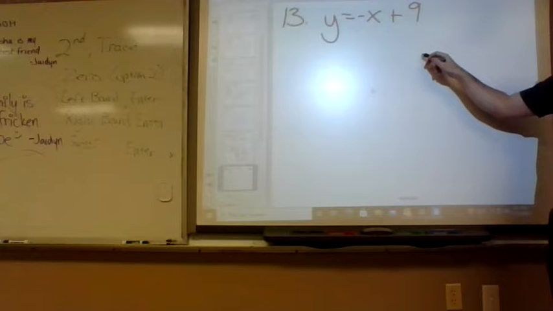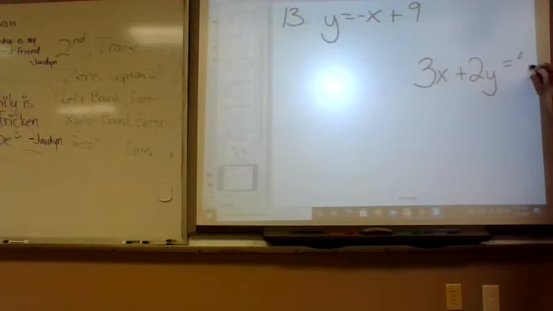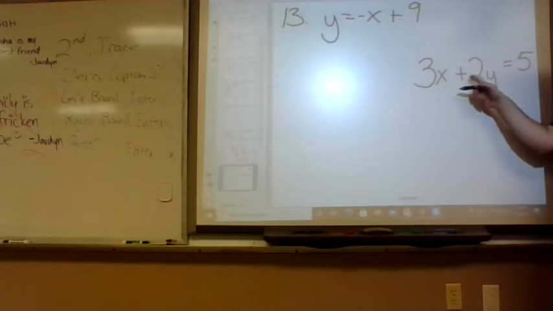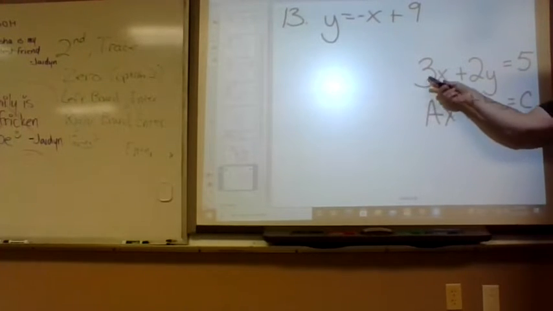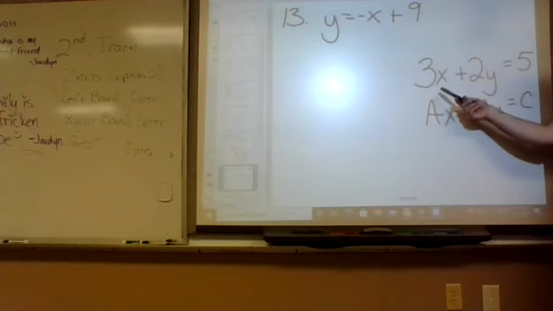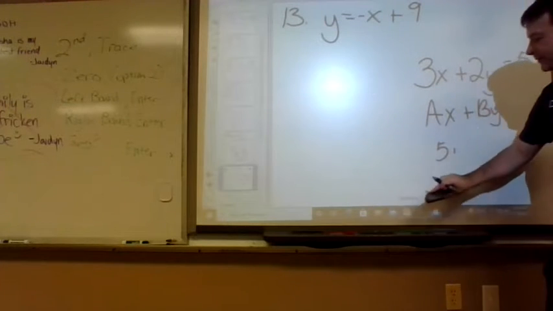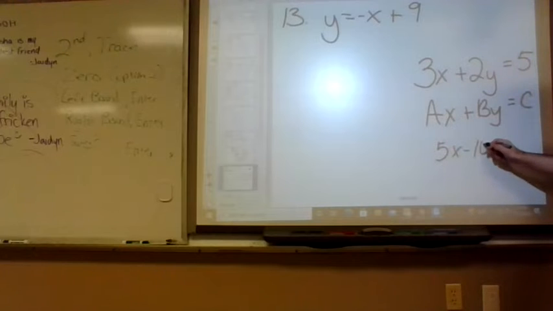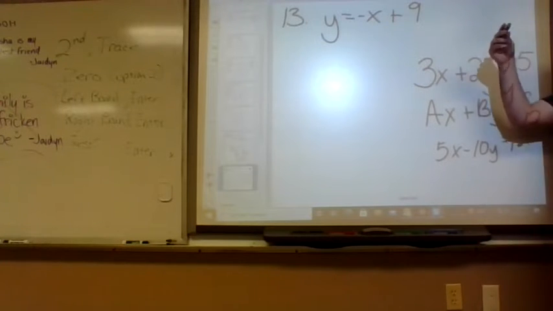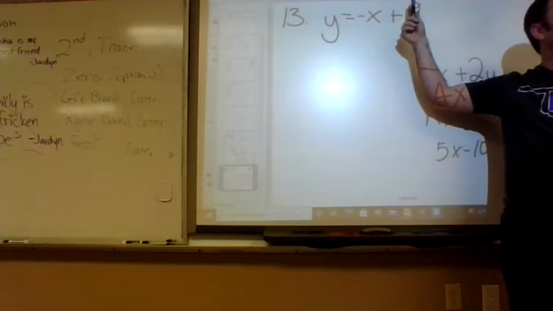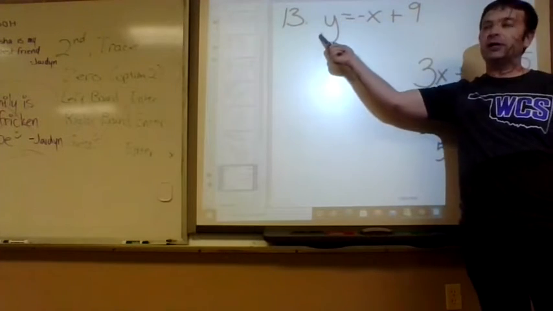So, standard form is where you have the x's and then the y's, and on the other side you have the constant. It looks like ax plus by equals c, where a, b, and c are some numbers. It might look like 5x minus 10y equals 12. The x's are supposed to go first. This is standard form. So how do I turn this into standard form? Add the x to move it to the other side.